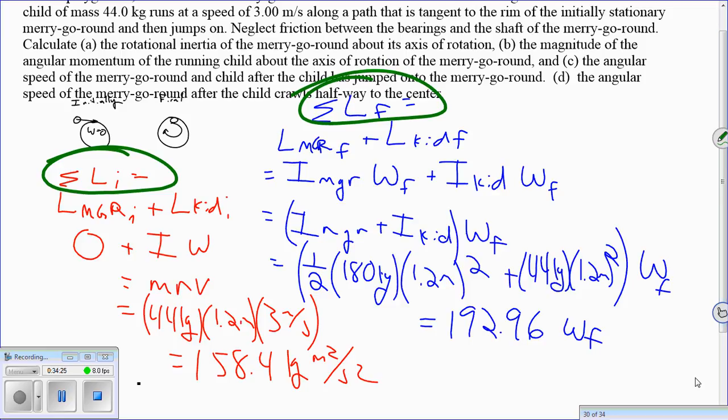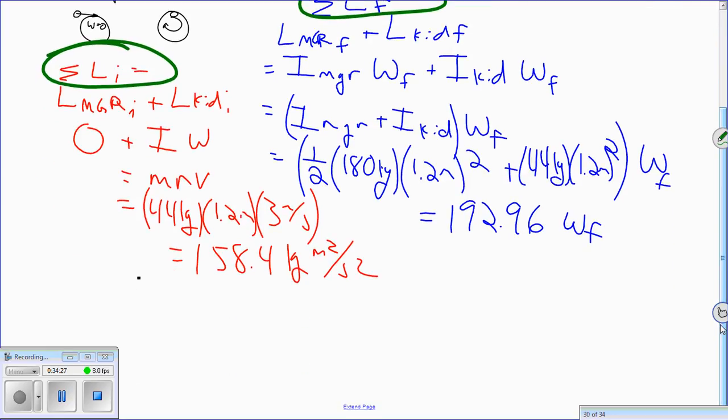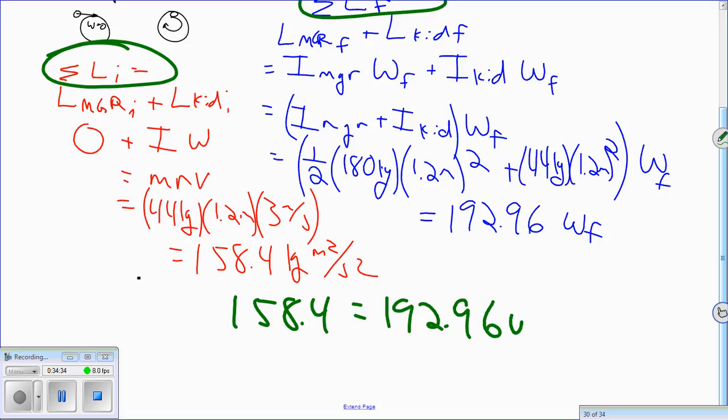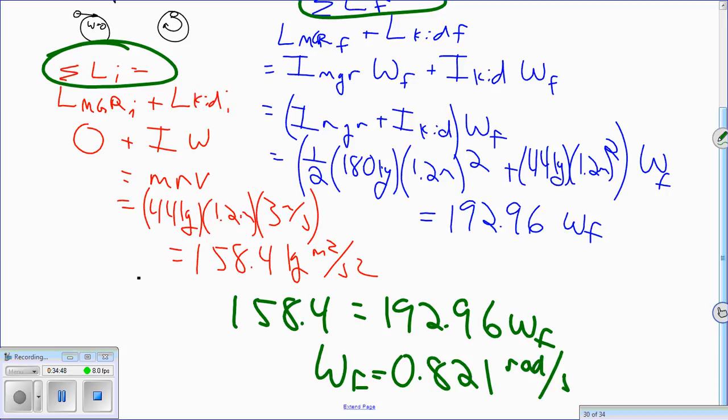We can solve this. So let's see. So that means that 158.4 equals 192.96 omega f. Solve, and your omega f is 0.821. What units do you think it gives you? Radians per second. Yeah, exactly. All right, so now how do I find the kid's velocity?